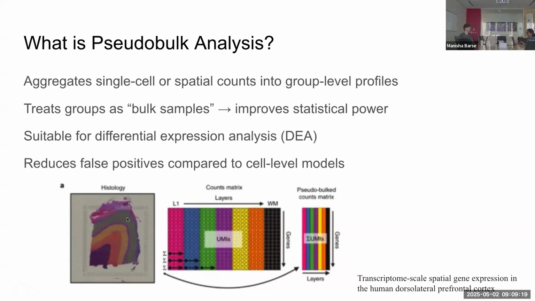On the left inset, we have the histological image where we have all the different cortical layers on the Visium slide. And then when we do the pseudobulking, we are basically taking the counts matrix. In the middle figure, the different colors represent the different layers, layer 1 through 6, the gray matter layers, and the white matter. And then for each of these, the sum of UMIs is calculated row-wise, and we get the pseudobulk counts matrix, where we have the sum of UMIs, the layers, and the genes.